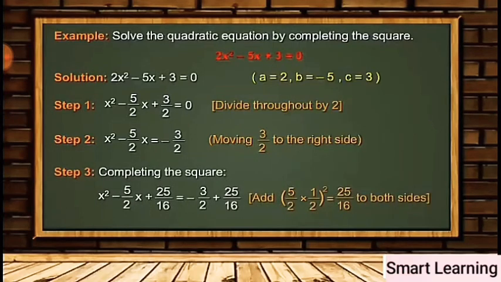In third step, complete the square. Add (b/2a)², that is ((5/2)(1/2))² = 25/16, to both sides of the equation. We get x² - (5/2)x + 25/16 = -3/2 + 25/16.